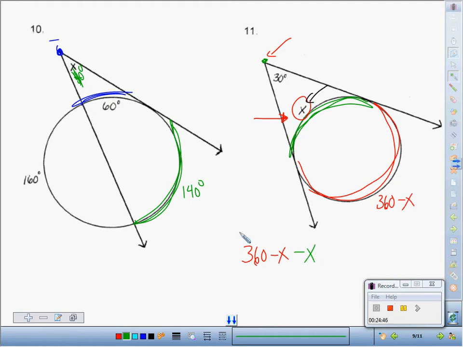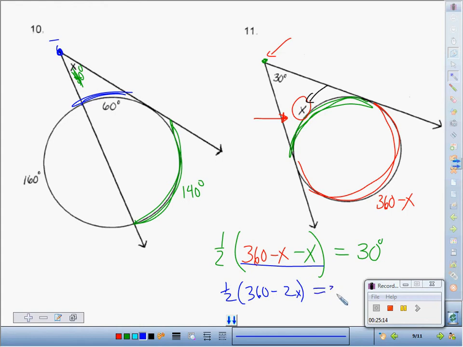Then once I've done that, I have to take half of that and set it equal to the angle, which was 30 degrees. So 360 minus x is the big arc. You have to take away from it the small arc, which is the x. So you really have this in parentheses. This is not very neat because inside there are some like terms: a minus x and a minus x. So you really have 1/2 times (360 minus 2x) equals 30 degrees.